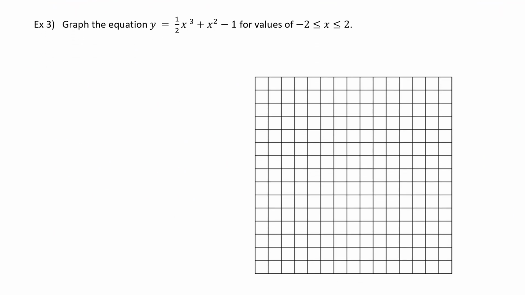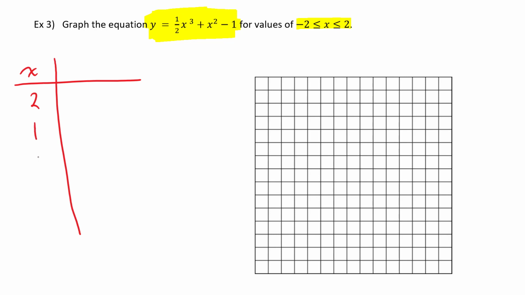Let's go through example 3 together. So here we have something even more different here. y equals 1/2 x cubed plus x squared minus 1. And I want you to graph it between the values of -2 and 2. Let's work through it together. For x, we have -2, -1, 0, 1, and we have 2.